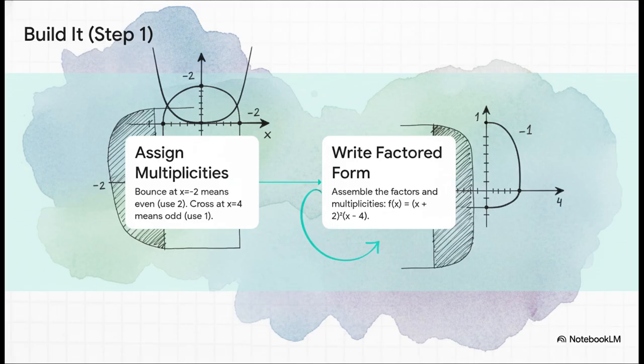Okay, let's flip this whole thing on its head. What if we work backward? Can we build a polynomial if we just know how we want it to behave? Let's try. We want a graph that bounces at x equals -2 and crosses at x equals 4. Well, we know our rules. A bounce needs an even multiplicity. Let's just use 2 to keep it simple. A cross needs an odd multiplicity, so we'll use 1.